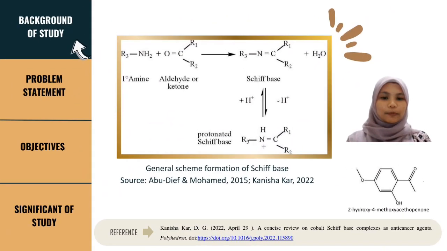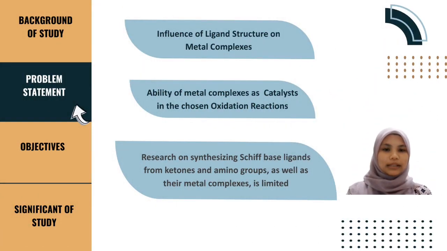So Schiff base is formed when primary amine and the carbonyl compounds are condensed with the removal of water. In my study, the carbonyl that I use is ketone, which is 2-hydroxy-4-methoxyacetophenone. So the problems of my study would be the influence of ligand structure on the metal complexes. Next is whether the metal complexes can act as catalysts in the chosen oxidation reaction. And the last one is the problem in limited research of Schiff base ligand from ketone and amino group. The ones that I found a lot is Schiff base and metal complexes from aldehyde and amino group.